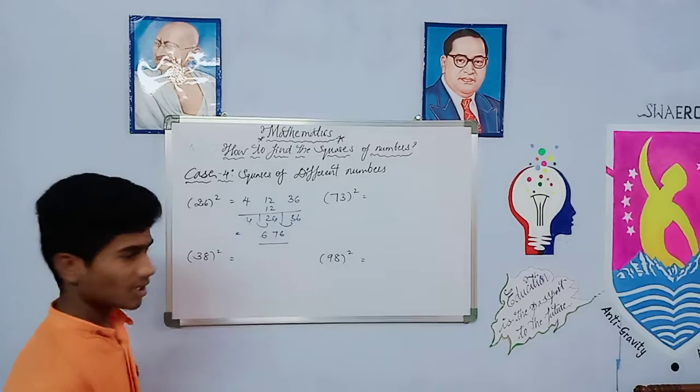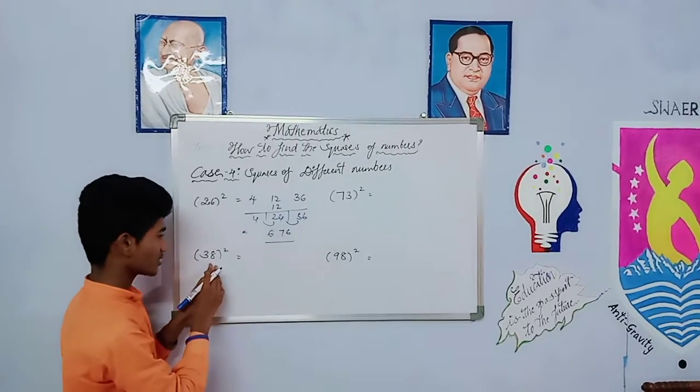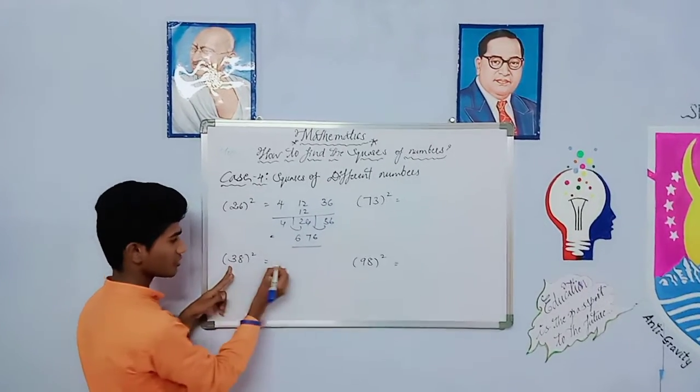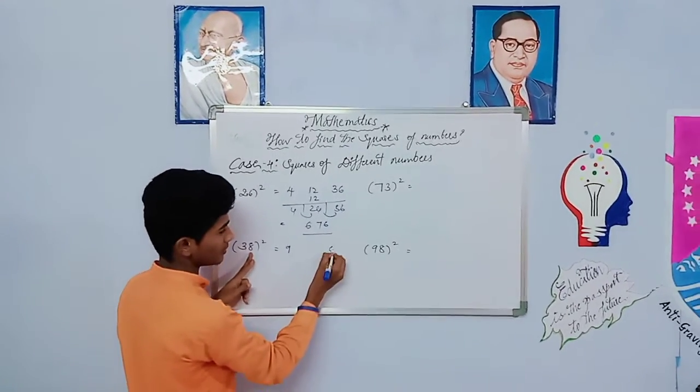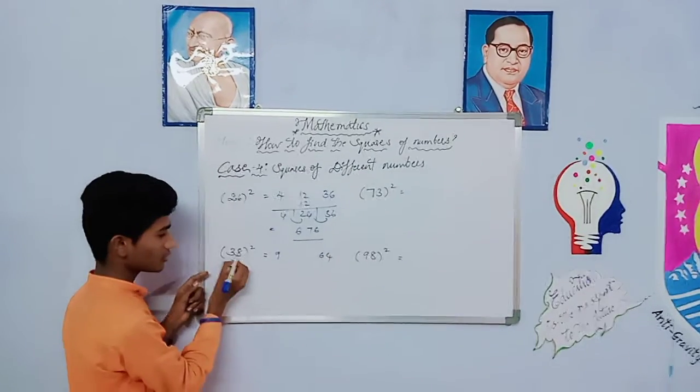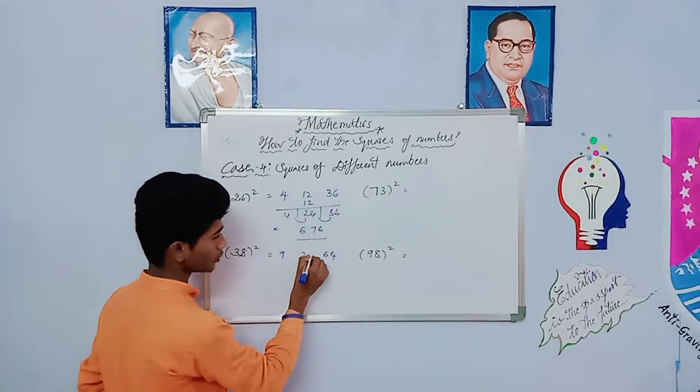Okay, I got it. Next, 38 square is there. 3 square is 9, 8 square is 64. In the middle you have to multiply: 3 times 8 is 24.